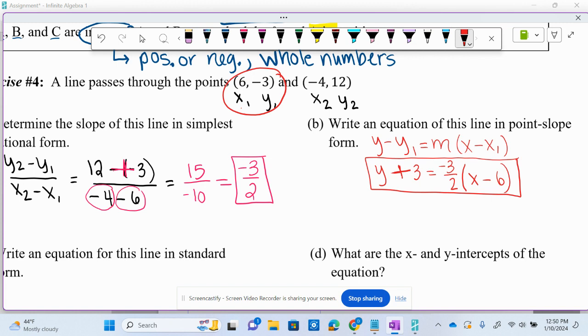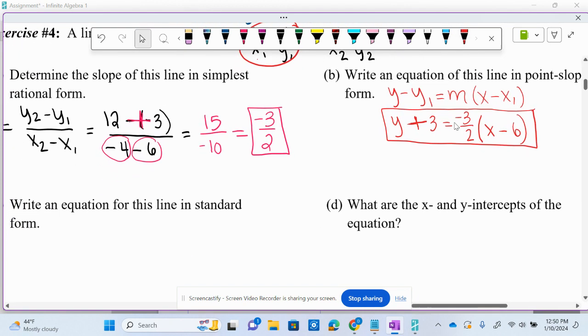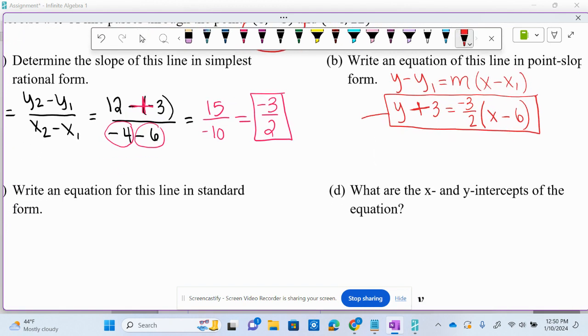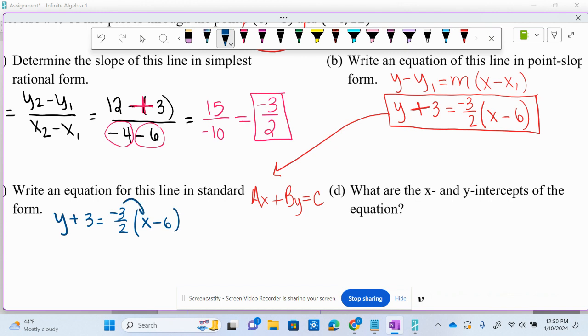Now I have to take that equation and I have to put it in standard form. So I have to make this look like ax plus by equals c. So the first thing that I think we should do is probably distribute. What do you guys think? Do you feel okay with that? So I have negative 3 over 2 times the quantity of x minus 6. I'm going to distribute that.